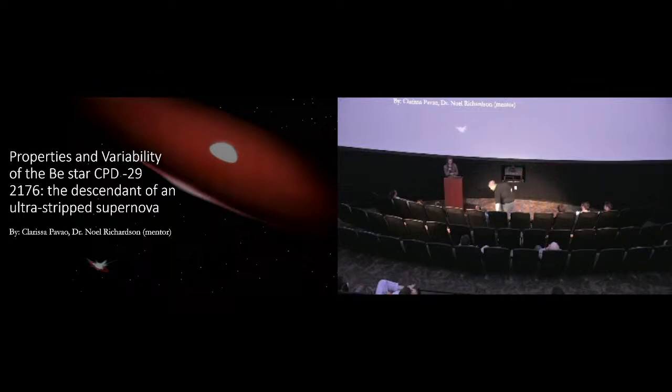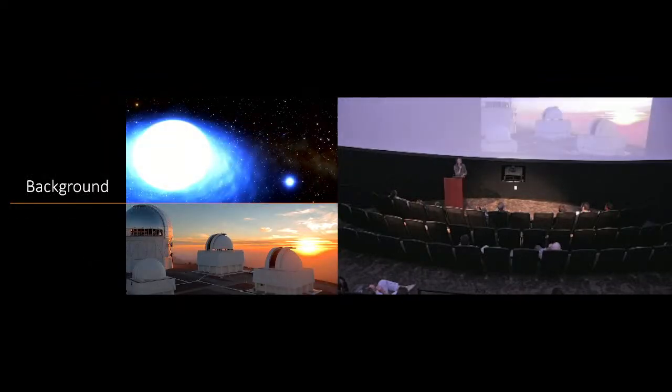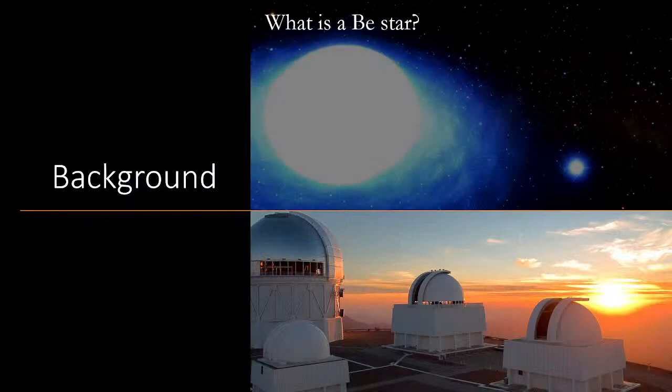Thank you. So I'm Clarissa Paveo, and I've been working with Dr. Richardson on the properties and variability of the Be star CPD-292176, the descendant of an ultra-stripped supernova. So some background on my project. What is a Be star? Well, it's just a massive star, a spectral type B star, and the little e next to it stands for the emission lines that it can show.